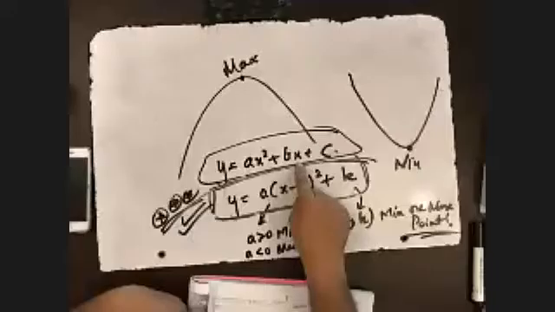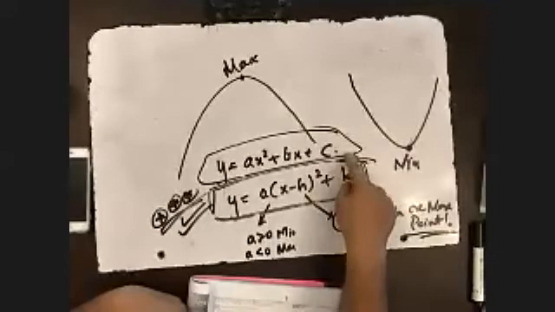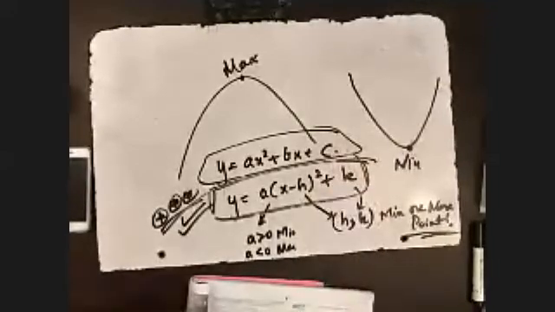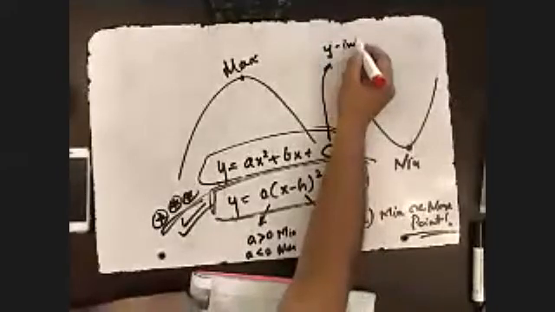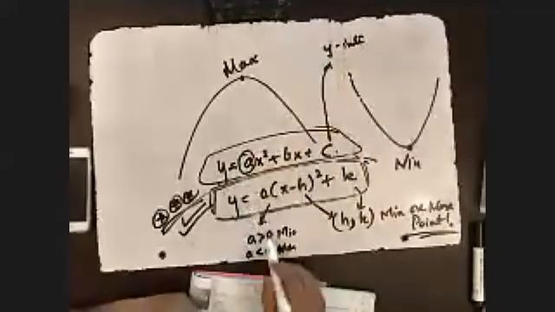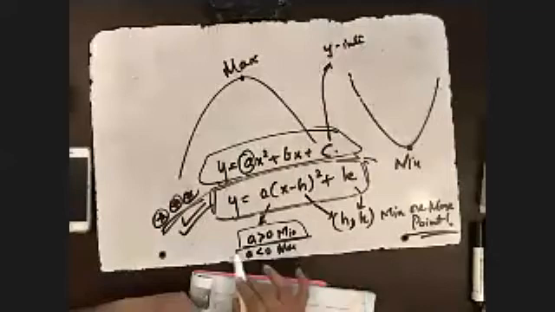This is the normal quadratic form. The y is equal to ax squared plus bx plus c is the normal format of a quadratic. Here we understood that c is the y-intercept, and a tells you if it's greater than 0, it's a minimum point, and if a is less than 0, it's a maximum point.